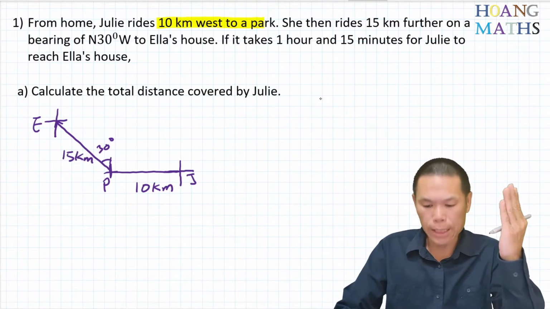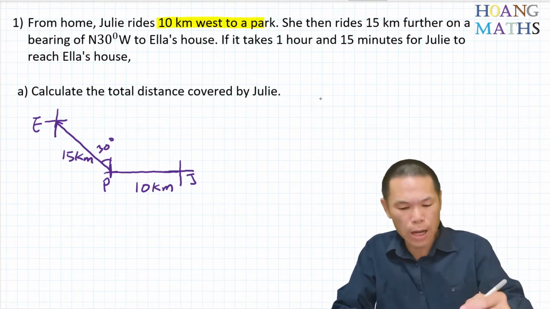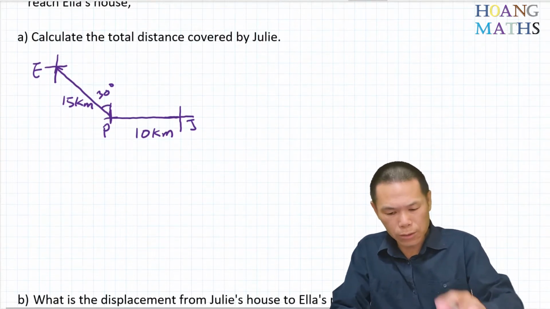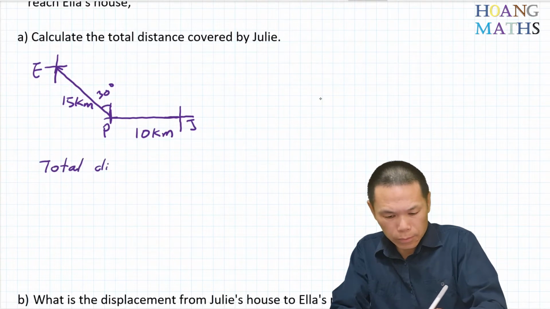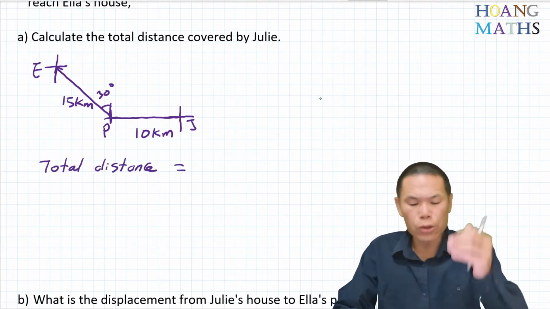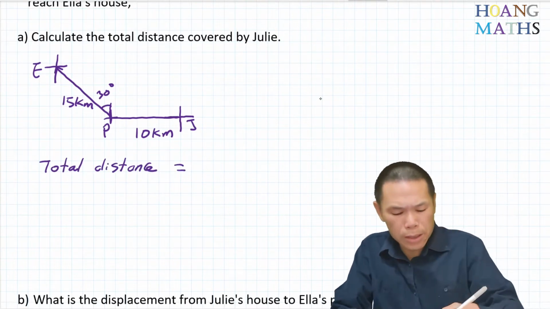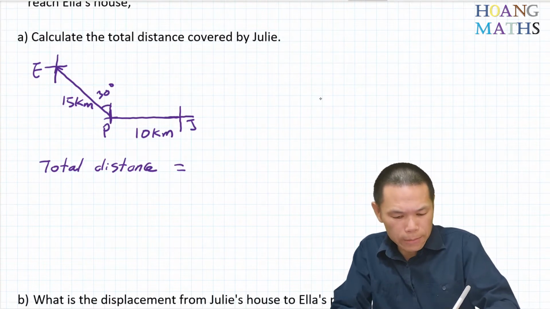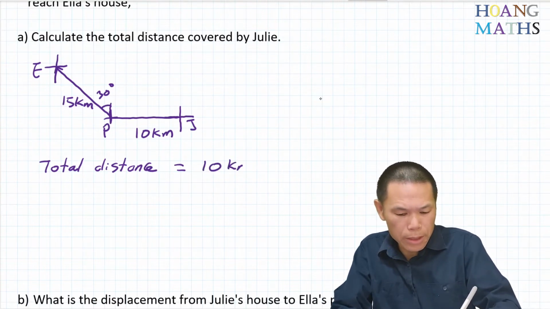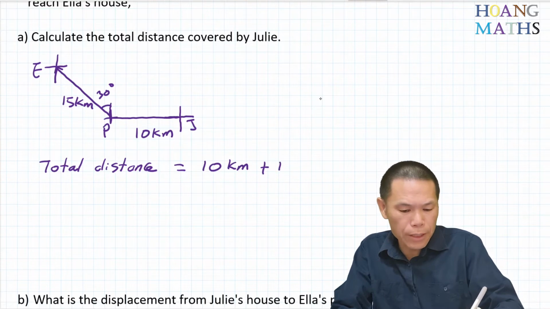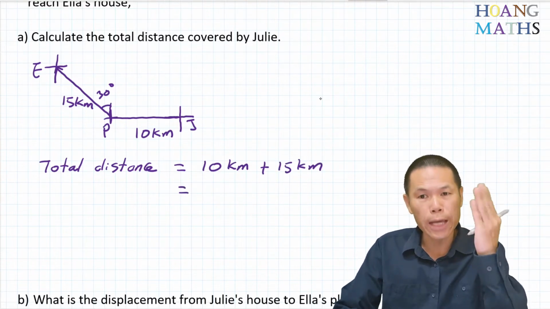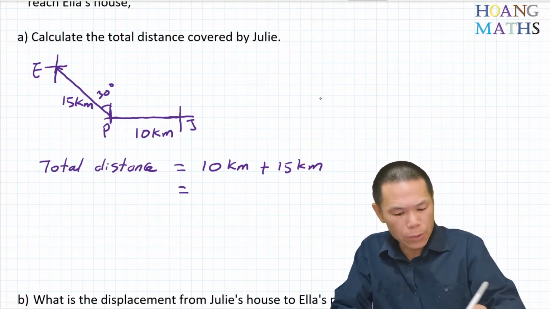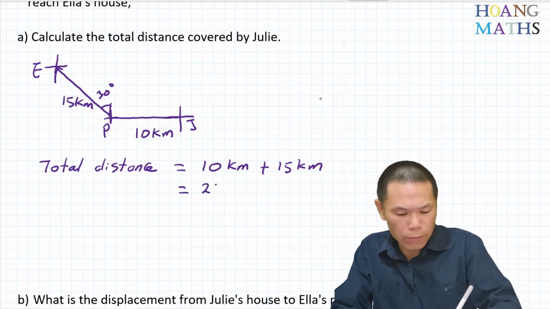Now the question is asking for the total distance covered. So let me just write this down. Total distance. She traveled 10 kilometers towards west, and then a further 15 kilometers. We just work out the total distance that she's covered, okay? So we add them up, that gives me 25 kilometers.